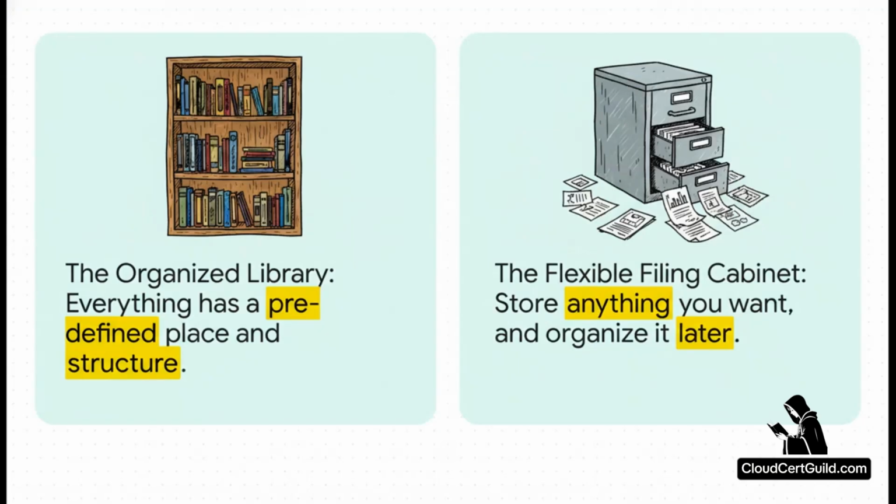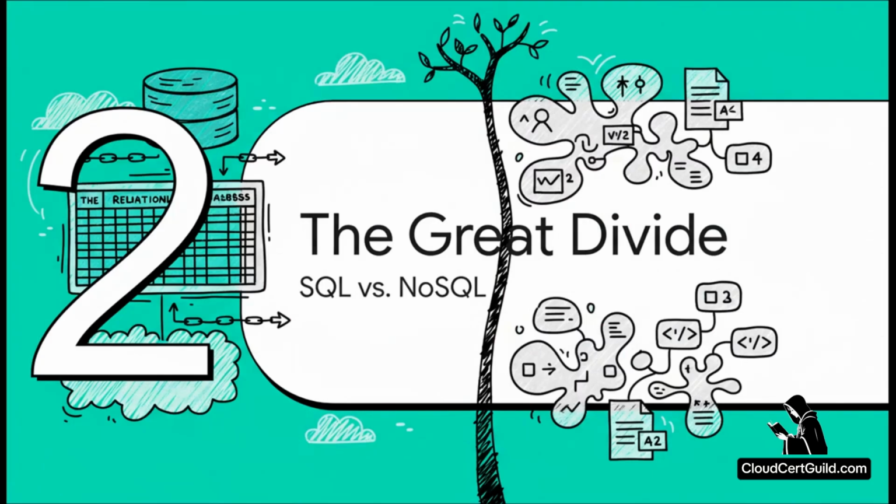The first thing you'll notice is that it's basically split into two main compartments. On one side, you've got something like a perfectly organized library. Every book has a number, a specific shelf, a specific spot. Everything is structured. On the other side, you have more of a flexible filing cabinet. You can just toss anything in there: documents, pictures, random notes, and figure out how to sort through it all later. Those two compartments represent the single biggest idea you need to grasp in the database world. This is it, the great divide, SQL versus NoSQL. And honestly, if you understand this one fundamental difference, everything else is going to click into place.